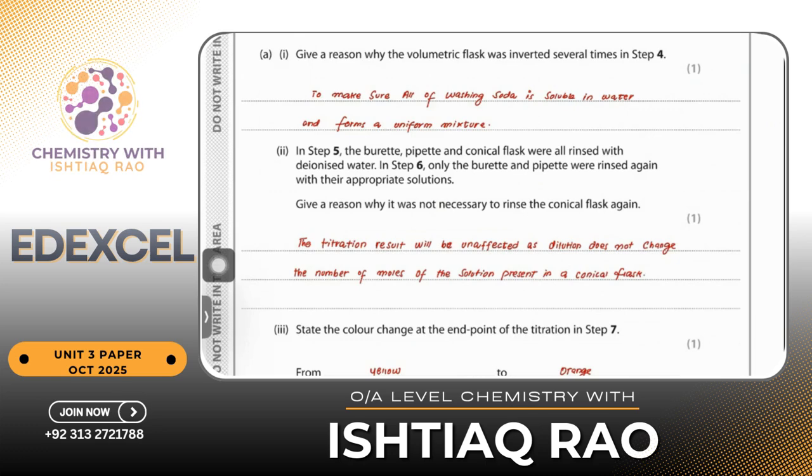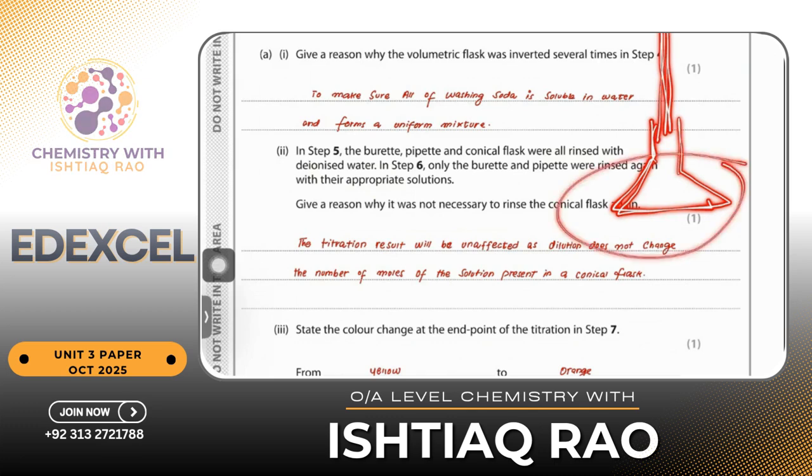In step 5, the burette, pipette, and conical flask were all rinsed with DI water. In step 6, only the burette and pipette were rinsed again with their appropriate solutions. Give a reason why it was not necessary to rinse the conical flask again. That's the conical flask, right? Whenever we do titration, that's the conical flask and that's the burette. So they are saying why it was not necessary to rinse the conical flask.